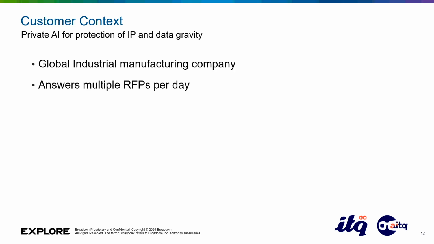Now, if you look at the context of the customer and the idea behind the project, we needed to deploy some form of AI, private AI in this case, to protect IP and ensure data gravity. The customer is a global industrial manufacturing customer. They answer, and this is basically their business model, multiple RFPs per day. It could be 10, 15, maybe 20, because they do something really unique. They're really good at it, and the way they work is that other companies send out those RFPs and they answer them. 9 out of 10 times they win it, but there's a lot of work involved.